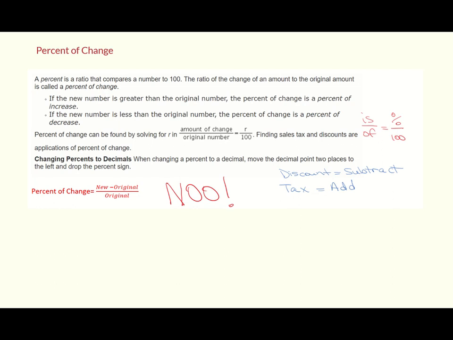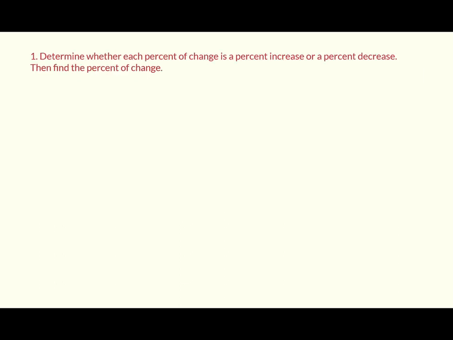You're used to when you do tax, you're used to adding. When things are on sale, you're used to subtracting. I'm going to show you a different way today, and then I'll leave it up to you which way you want to do it. Go ahead and pause it to read. Number 1 says, determine whether each percent of change is a percent of increase or a percent of decrease, then find the percent of change.